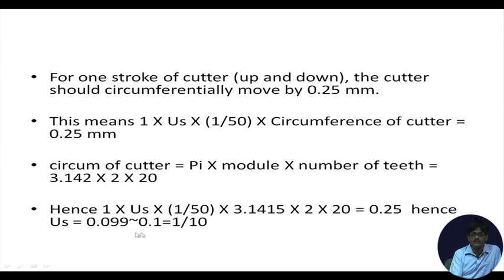So, if you put in this particular feed gearbox value, you will get a circumferential feed of 0.25 millimeters. So, with this we come to the end of this lecture. We will take up the rest part of the problem in the subsequent lecture.